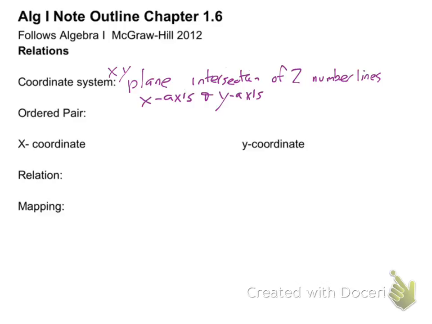Those are called ordered pairs. Ordered pairs, what do they look like on our XY plane? What comes first? The X. The X comes first and then Y. You always graph X first and then you graph Y. The ordered pair is made up of your X coordinate and your Y coordinate.